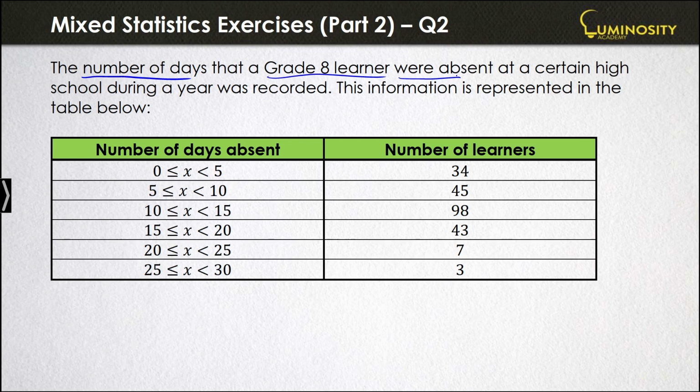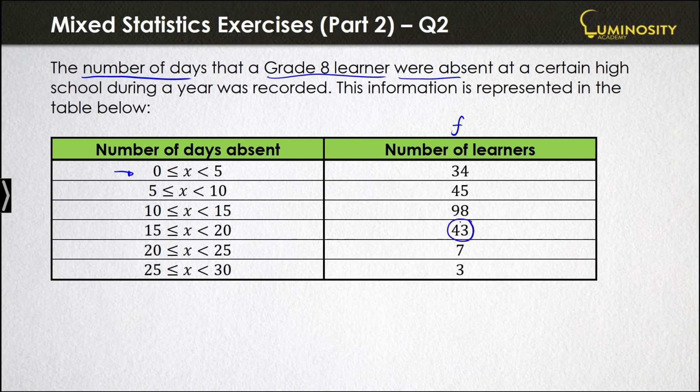So on the left-hand side column of the table, we have the number of days absent. For example, we would read this first row as the number of days being between 0, including 0 days, so no absentees, and less than 5 days. Similarly, x between 5 and 10, including 5 but less than 10, and so on, all the way up to 25 and 30. And then the right-hand side tells us the frequency. So 34 learners were absent between 0 and 5 days, including 0, not including 5.